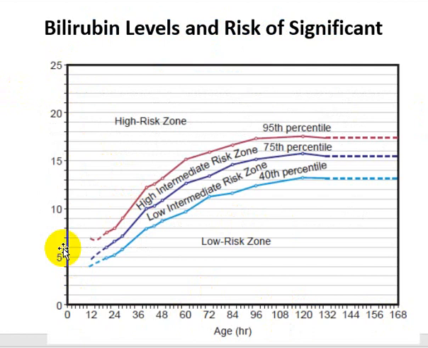This is the bilirubin level, and this is the age by hours. And these are zones. This is low, this is high, this is medium. These are called percentile zones, expressed as a percentile chart.